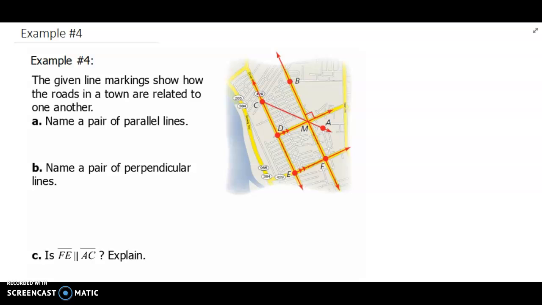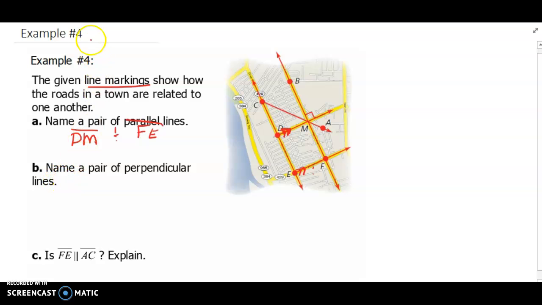It says, the given line markings show how the roads in a town are related to one another. So we're going to make use of the line markings. Name a pair of parallel lines. Once again, see these two arrows here? We need to find like two arrows, which would be right here. And that tells me that these two are parallel. So I can say line DM and line FE are parallel. And notice DM, you can name it DM or MD, and EF or FE here.